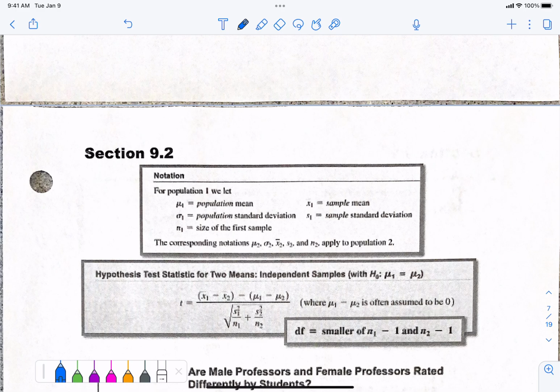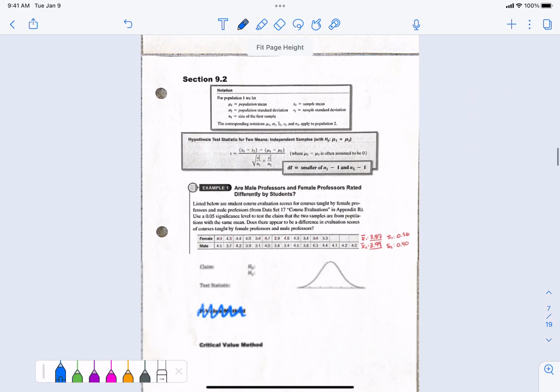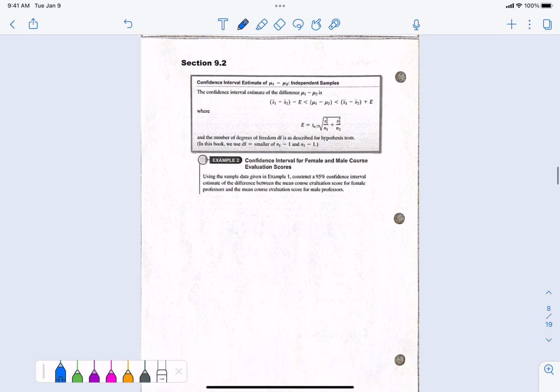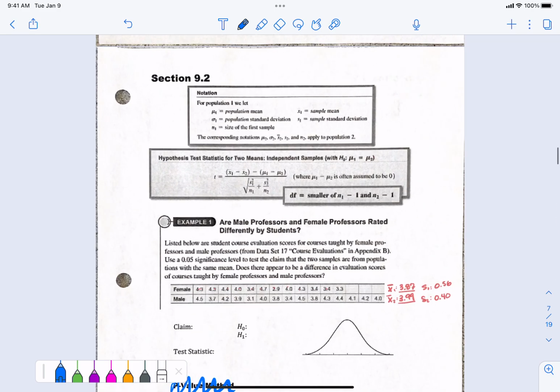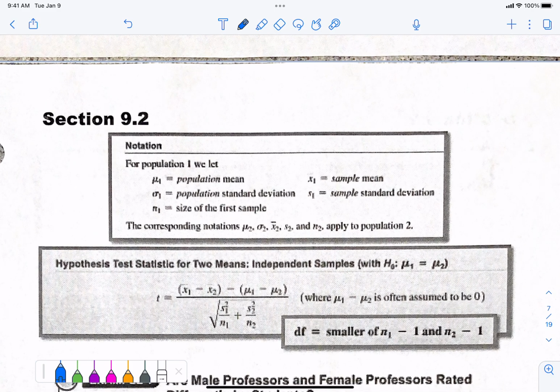All right, hello, Rachel. We're going to do example 1 on section 9.2 notes. We'll do the backside example 2 not tomorrow, Monday. But here's 9.2. It's the same as 9.1, but we are doing mean instead of proportion.